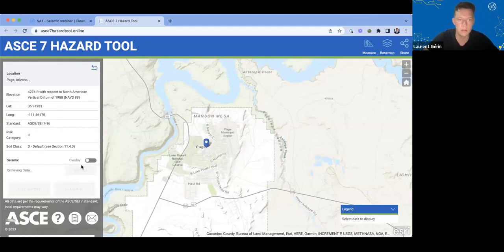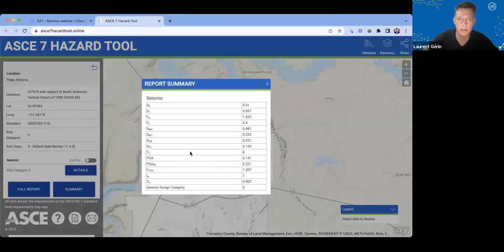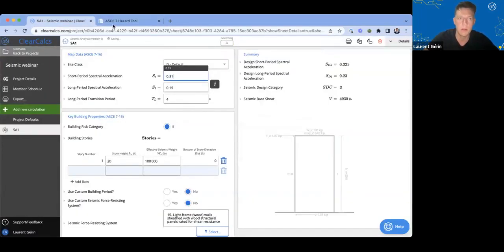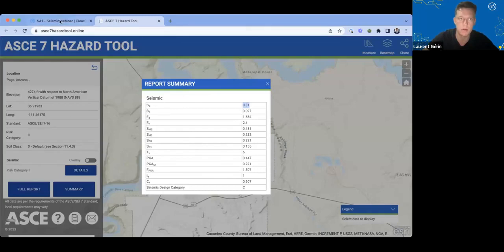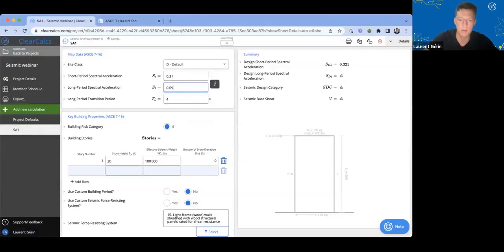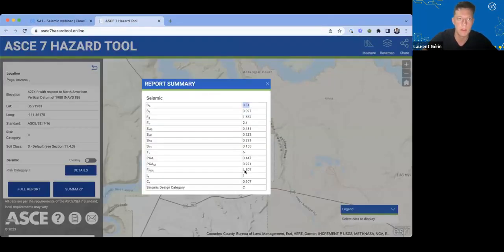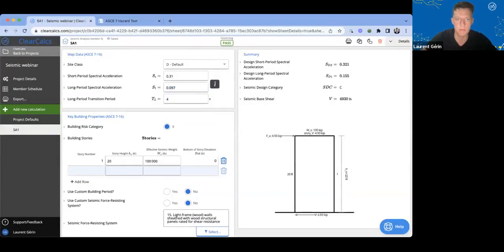It's going to take 1 second. Okay, maybe more than 1 second. Okay, perfect. Now, what I can do here is I can just do the summary view. And I mentioned there's three values that we care about: SS, S1, and TL. So SS 0.31. So I'm going to type this here, 0.31. S1, 0.097, and TL, 6 seconds. I'm going to type this here.